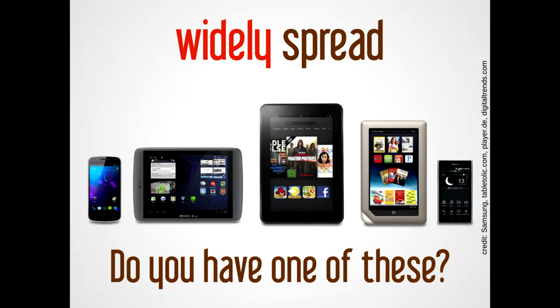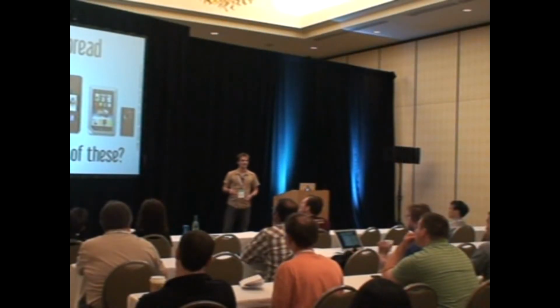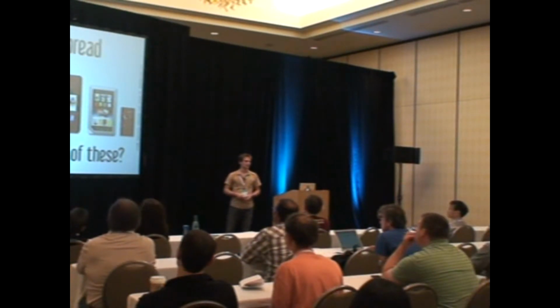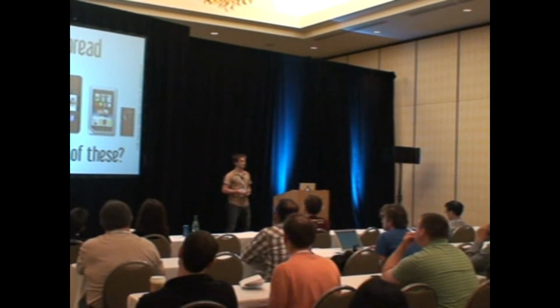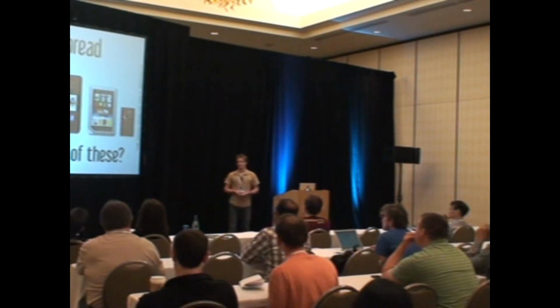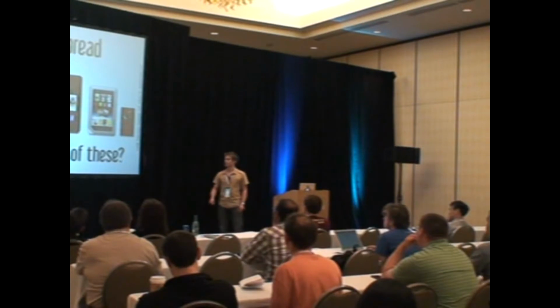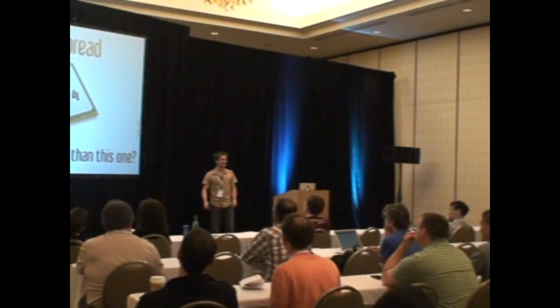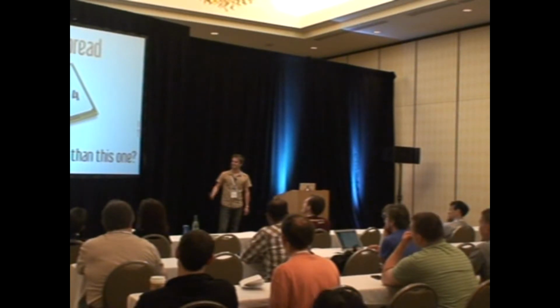Also, the tracing units I mentioned are widely spread. Do you have one of these? Personally, I have this one, and if you have one of these, then you have STM. And also, most newer ARM processors have ETM on them. So it's widely spread on the ARM platform. Same thing for Intel. Is your Intel CPU more recent than this one? I bet, unless you are a dinosaur. Then you have BTS on it.